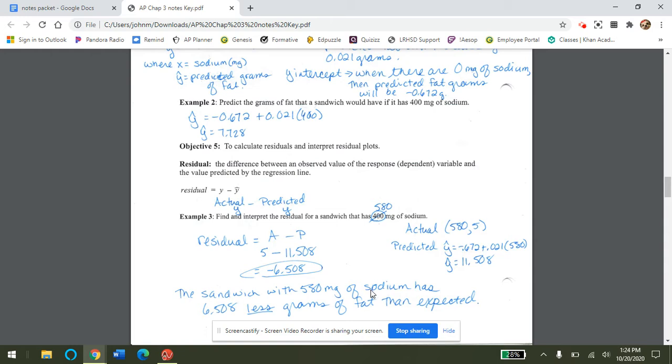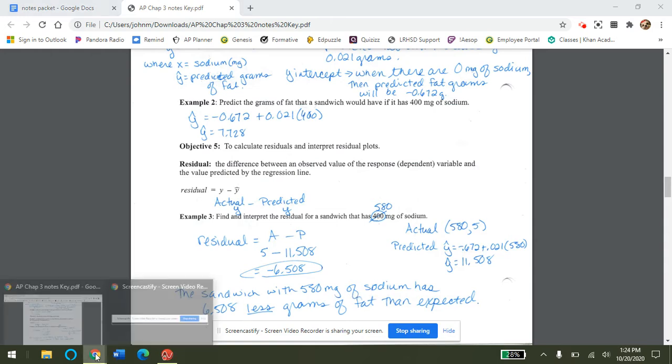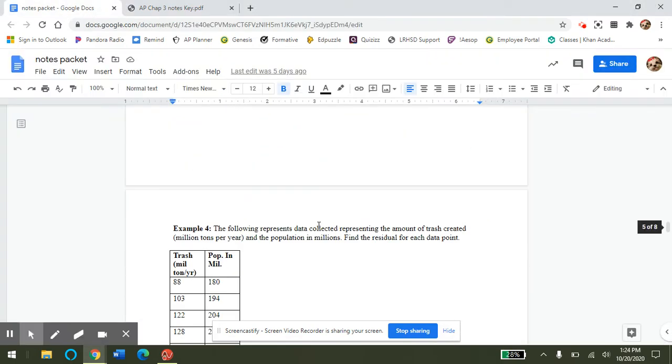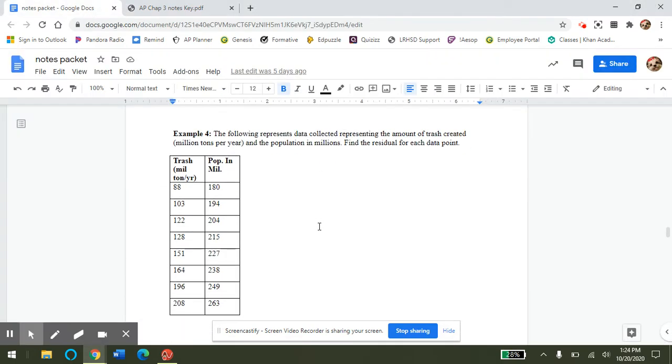So now we're going to cruise on into this next problem where I want you to find all of the residuals. Here is trash in millions of tons per year and our population in millions, and we want to see how they're related. So let this be your x-axis. Let this be your y-axis. Put them in your list. Find your y-hat equation. Then I want you to plug in each x in for your y-hats.